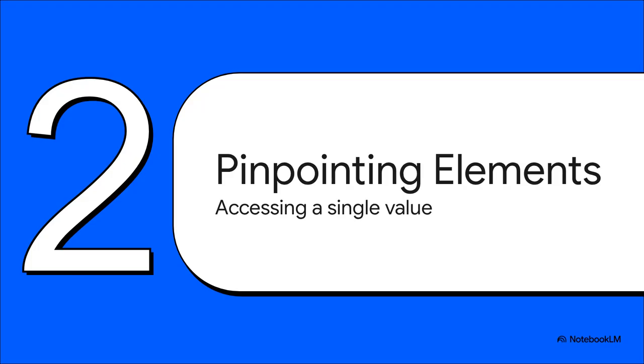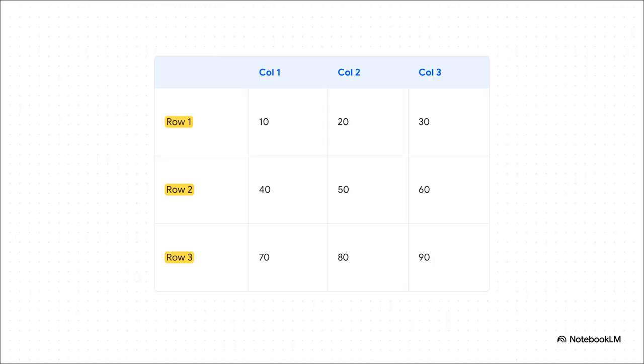Okay, so let's start with the absolute basics. How do you access just a single value inside a matrix? You know what? It's probably simpler than you think. For our examples, we're going to use this simple 3x3 matrix. We'll just call it M. We're going to be pulling different numbers out of it to see exactly how this all works.